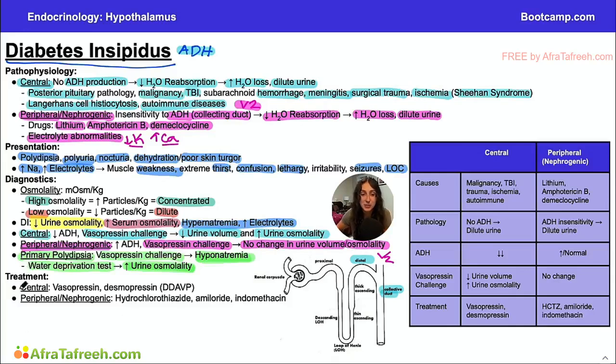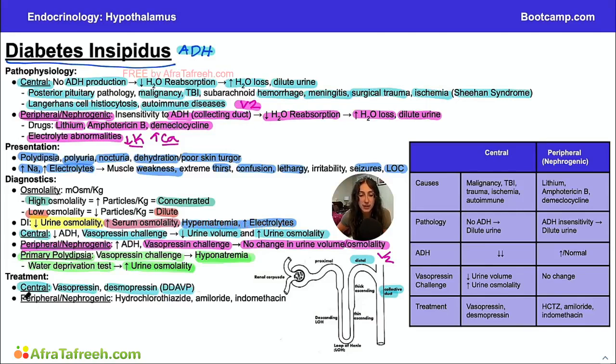Now finally, how do we treat our diabetes insipidus? Well, if we have central diabetes insipidus and the problem is we're not making ADH or vasopressin, the treatment is give them vasopressin. Give them vasopressin or desmopressin. You might see it written as DDAVP. Give them vasopressin or desmopressin, replace the thing that they're not making, and they should be good.